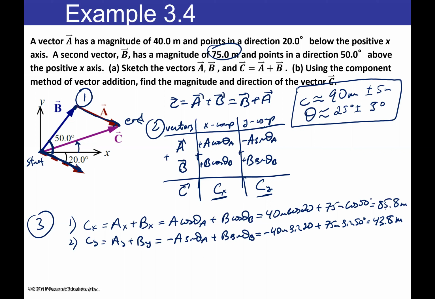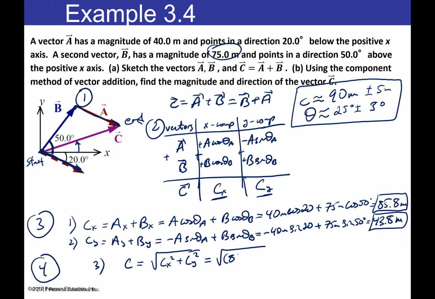That means the goal for step 3 is to find the components of this resultant vector C. Because now we know that if I have the components, step 4 is going to allow me to use them to find the magnitude and the direction of the resultant vector C. Equation 3 gives you the magnitude of vector C, which will be the x component of C squared plus the y component of C squared, under the square root. 85.8 meters squared plus 43.8 meters squared. I add them together and find this to be 96.3 meters.